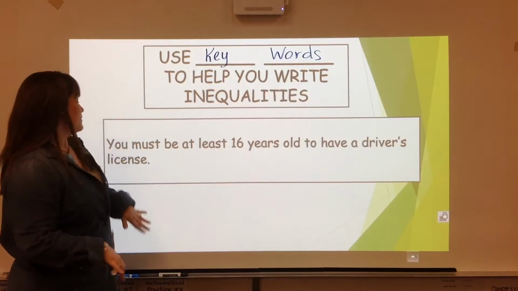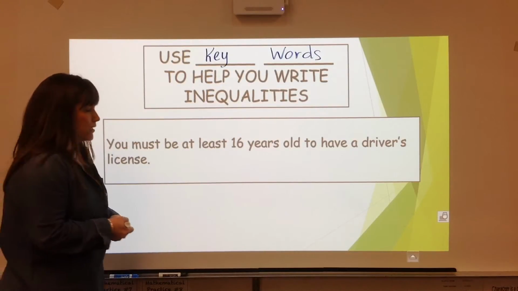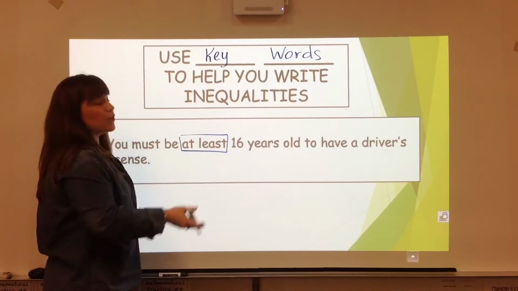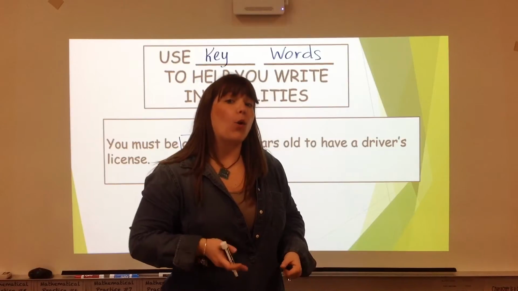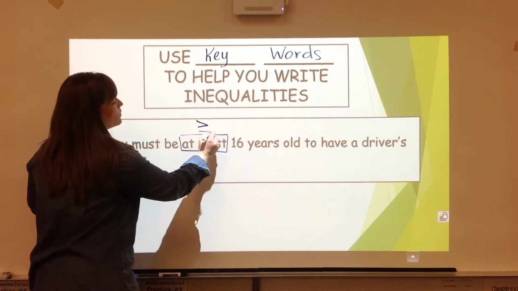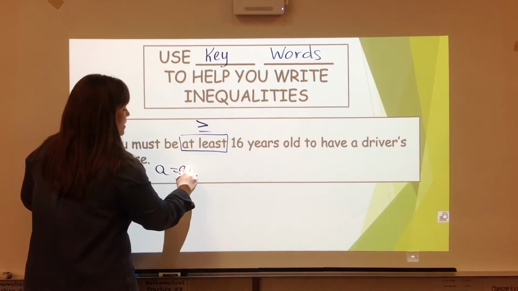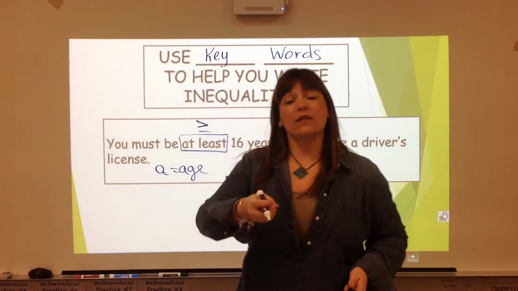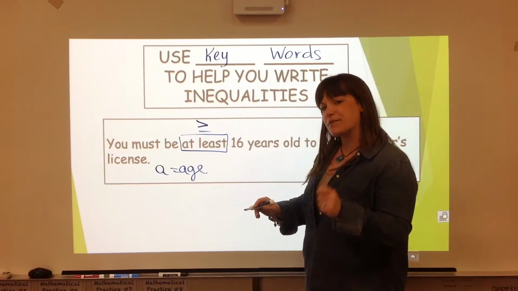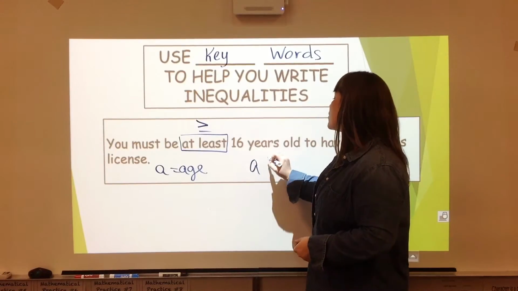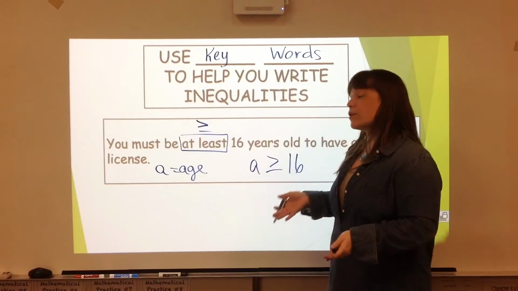Now let's tackle the third one. You must be at least 16 years old to have a driver's license. The keyword is at least. You can refer back to your chart if you need to, but at least means greater than or equal to. So I'm going to put that symbol above it. The unknown is your age again, so I'm going to say A is age. In order to be able to drive, you need to at least be 16. Can you be 16? Yes. So that's why it's the greater than or equal to. So we're going to have our age has to be at least 16. That's the equal part of that, or greater.